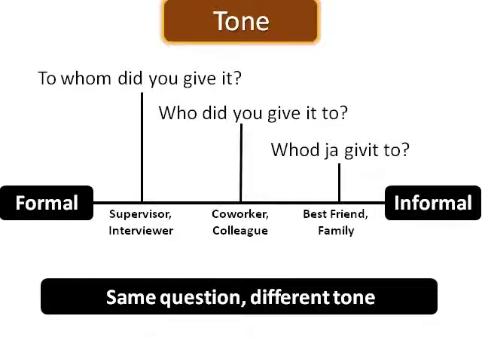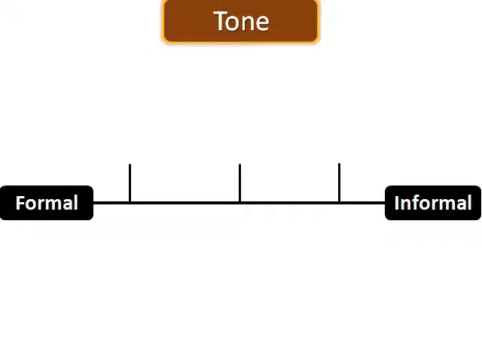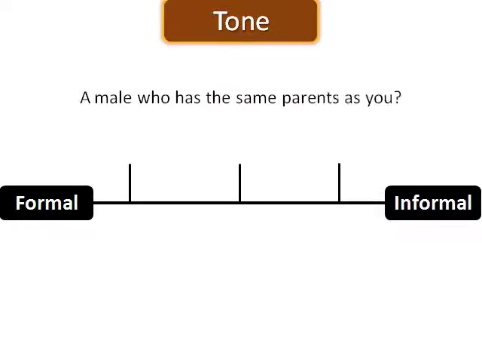The words we choose can be located somewhere along this formality scale. For example, here are some choices for describing a male who has the same parents as you do. You could call that person your sibling, if you're being formal, or you could call that person your bubba, if you're being informal. The word brother probably falls somewhere in the middle.